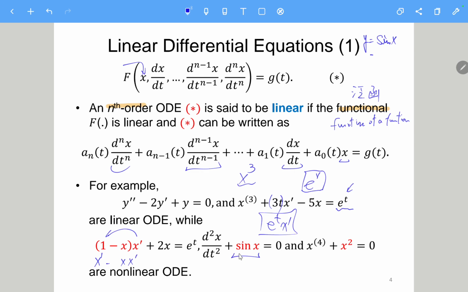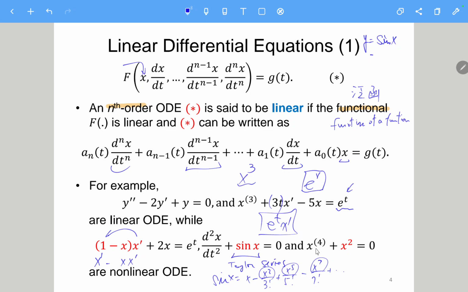Maybe later you will learn about Fourier series, or maybe not necessarily Fourier series, but you should know about the Taylor series. When you learn about Taylor series, it will be more clear. So the Taylor series of sine of x is x minus x cubed over 3 factorial plus x to the 5th power over 5 factorial minus x to the 7th power over 7 factorial, and so on up to infinity. Here we can see the x cubed term, x to the 5th power, x to the 7th power. So they are nonlinear terms. That's why I call sine of x a nonlinear term for the unknown function.